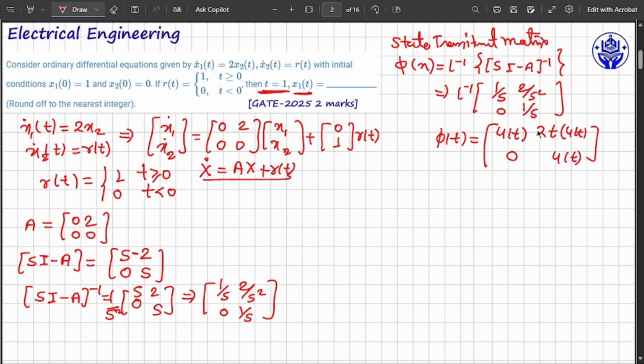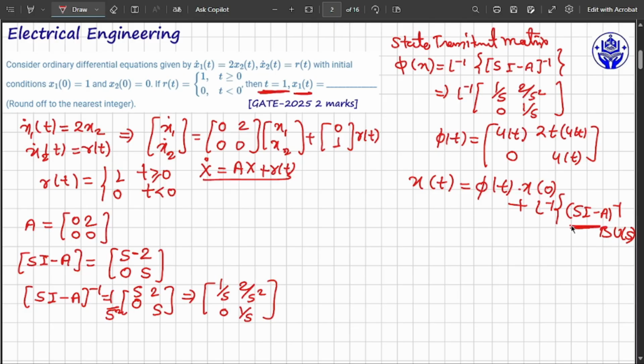It means 1 upon s will be the u, and if it is 1 upon s square, then it will be 2 into t into u of t. Now what is this? x of t is equal to phi of t into x of 0 plus L inverse of the state transition matrix here, that is (sI minus A) whole inverse B u of s. Then this is nothing but the solution of this.